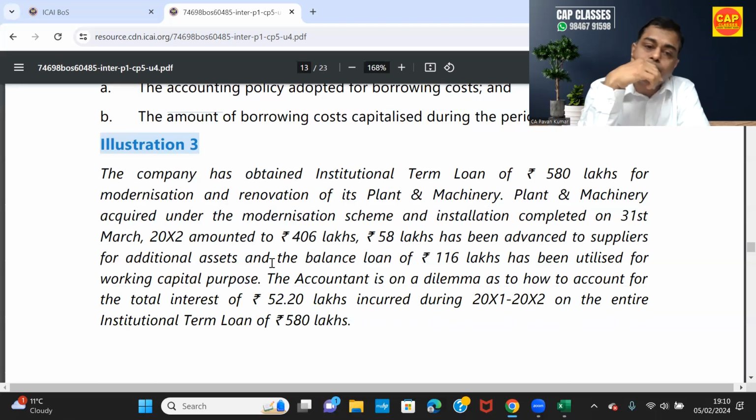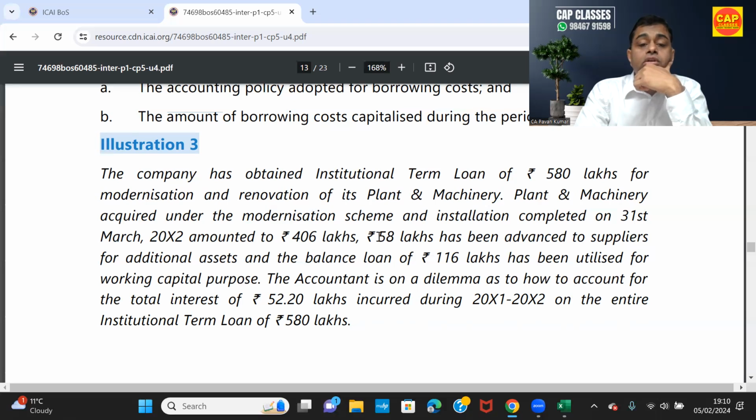The company has obtained an institutional term loan of rupees 580 lakhs for modernization and renovation of its plant and machinery. Plant and machinery acquired under the modernization scheme and installation completed on 31st March 2022 amounted to rupees 406 lakhs. 58 lakhs has been advanced to suppliers for additional assets, and the balance loan of rupees 116 lakhs has been capitalized for working capital purpose.